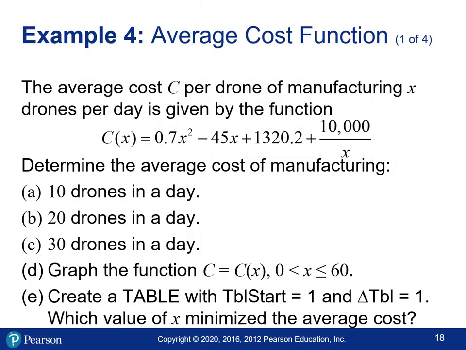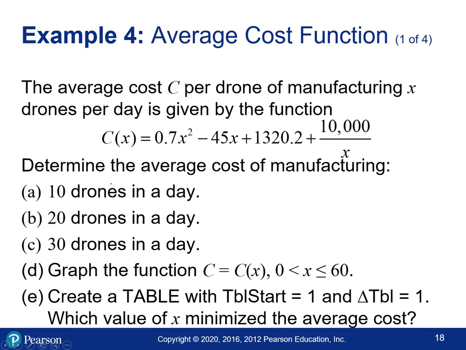Okay, last example. And this one's more of an application problem. So average cost function. So the average cost, we're going to call that capital C, per drone of manufacturing X amount of drones per day, is given by this function. Okay, so we didn't have to come up with this function.